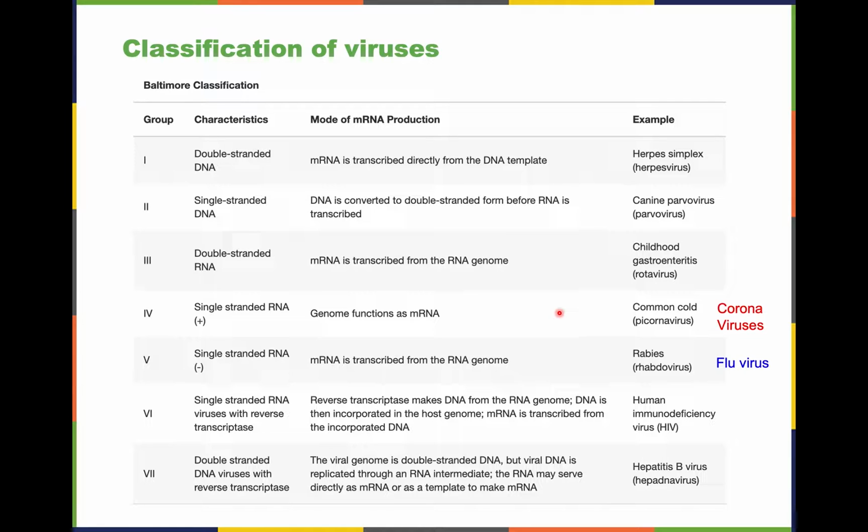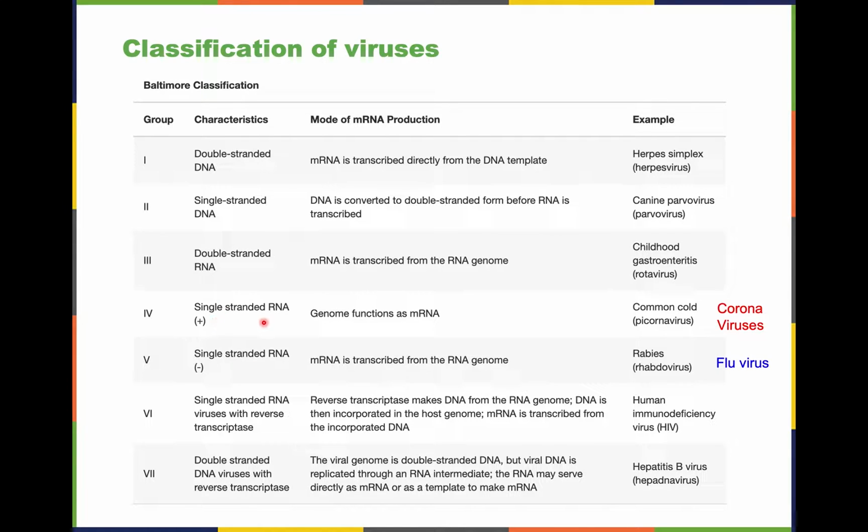Classification of viruses is based on the type of genome that they have and how the genome is processed inside the cell. This is called the Baltimore classification. It's the most modern way of classifying viruses. They're classified into 7 groups. Some viruses have a double-stranded DNA genome. Some have single-stranded DNA. Some have double-stranded RNA.